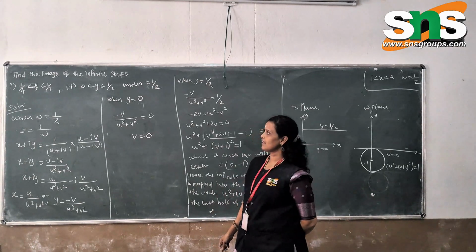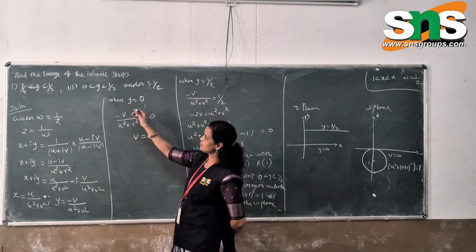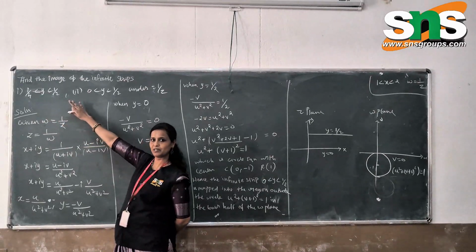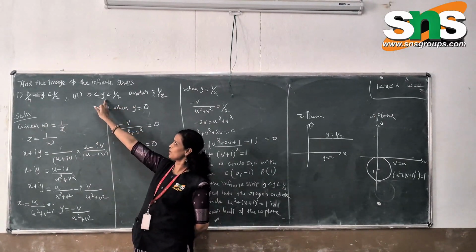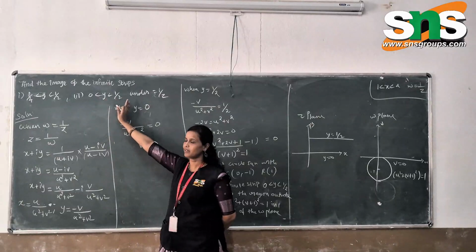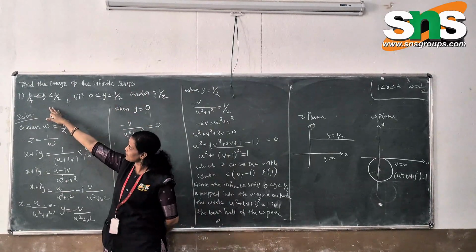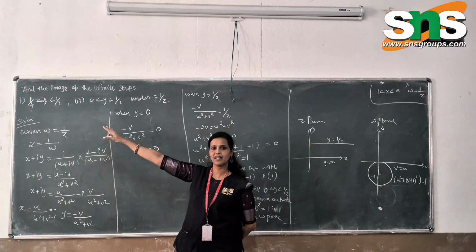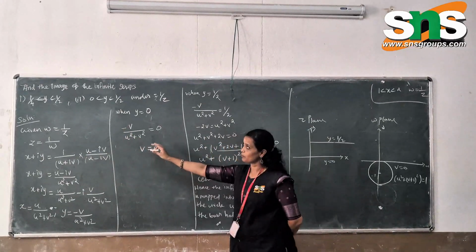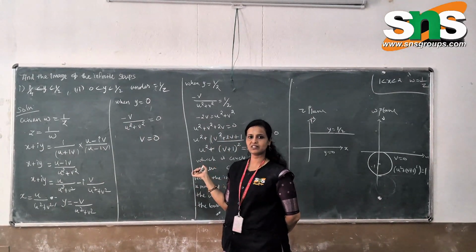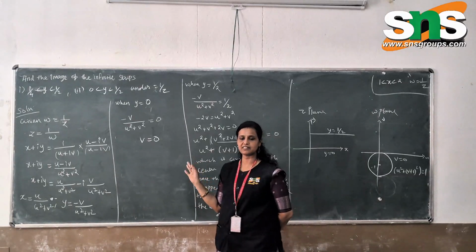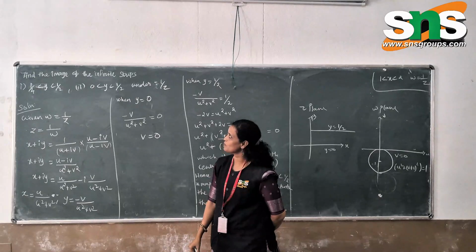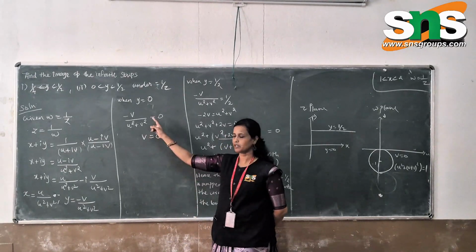Okay, good morning. In the last class we discussed how to find the image of the infinite strip where y ranges from 1/4 to 1/2. So now we are going to discuss y ranging from 0 to 1/2. Under this mapping, the lines y = 1/4 and y = 1/2 are mapped into two circles with different centers and radii. So now we are going to solve the problem for y ranging from 0 to 1/2.